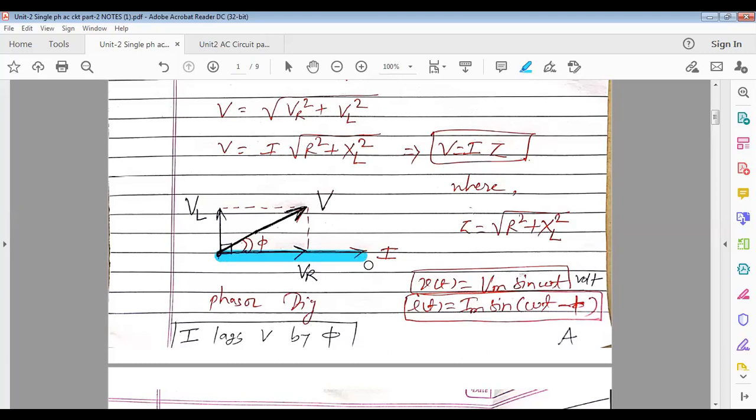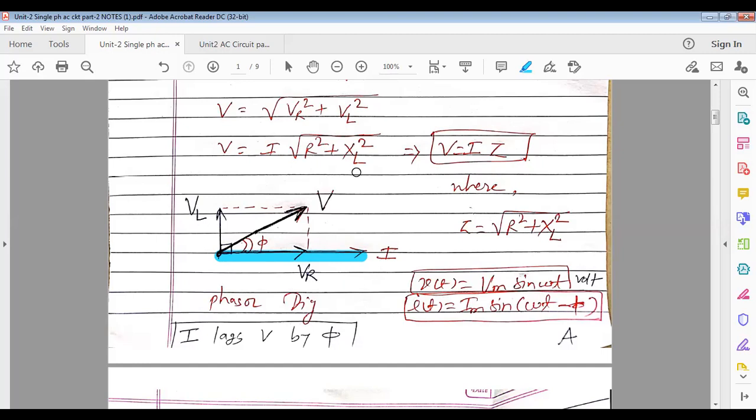What have we seen for VL and I? VL leads I by 90 degree. For an inductor, current lags voltage by 90 degree, meaning obviously VL leads I by 90 degree. And how do we measure a leading parameter in the phasor diagram, in which direction?